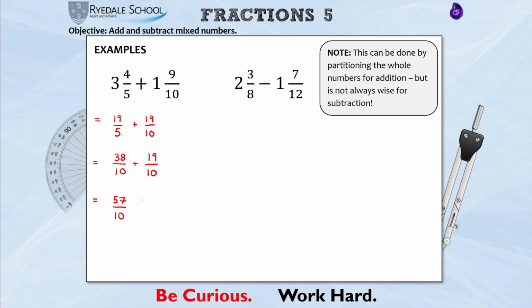Let's think about that as a number of whole ones. It would be 5 whole ones with 7 remaining. So 5 7/10.